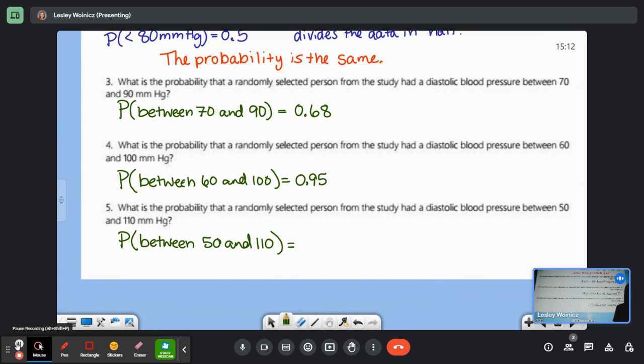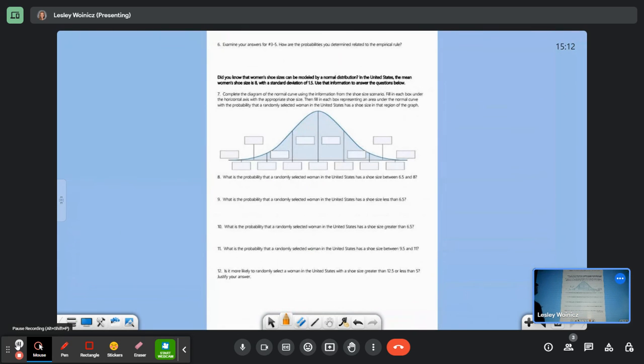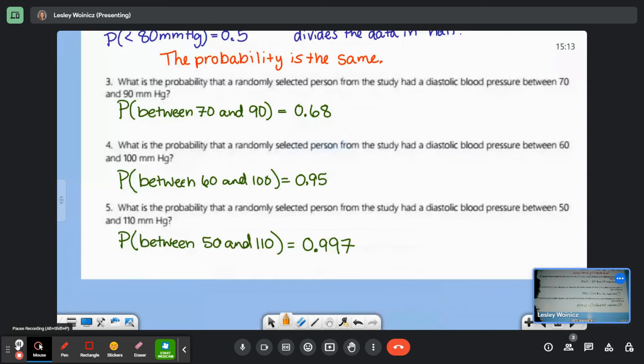Okay, so is that 3 standard deviations? 0.997. So all of these, okay, there's a question on the back that says, how are these probabilities related to the empirical rule? Well, I mean, it's basically just the empirical rule. Okay, we're going to skip that one.